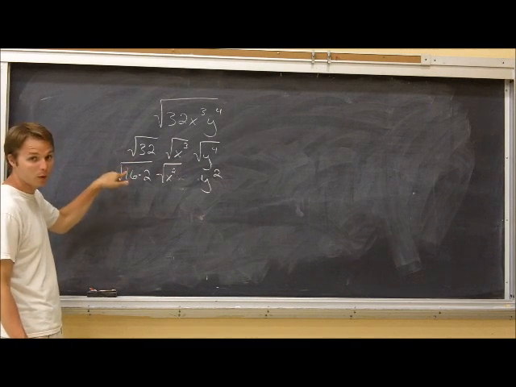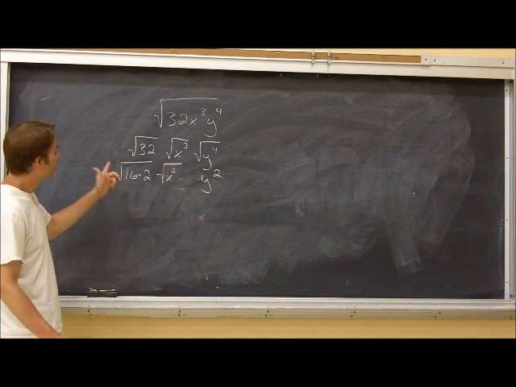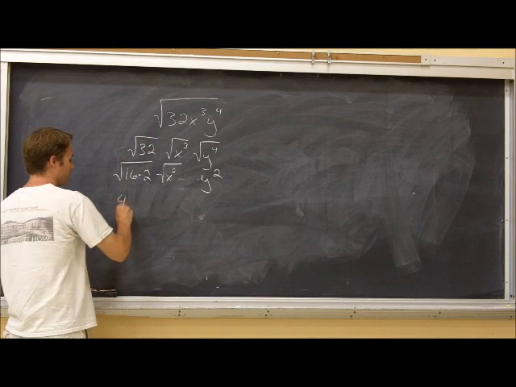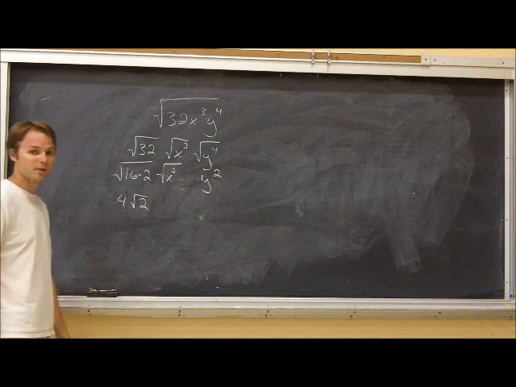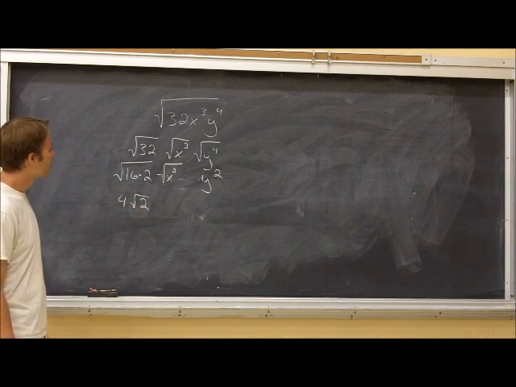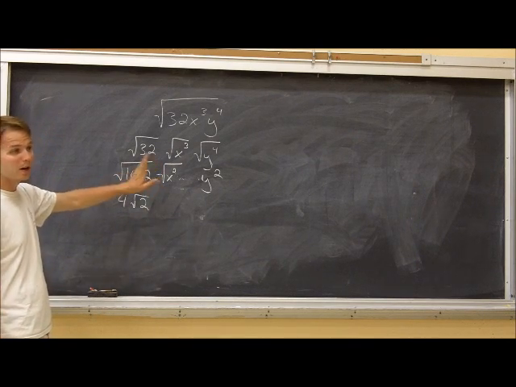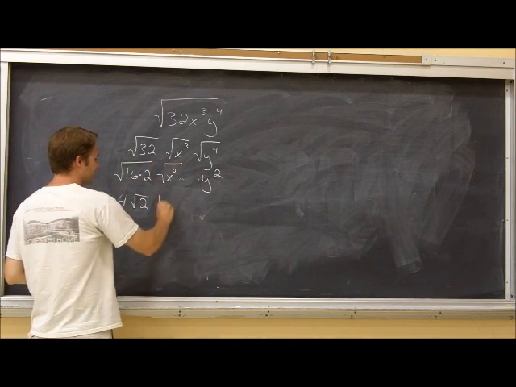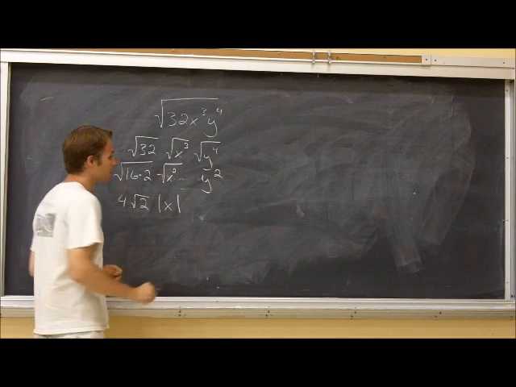But here, again, I can split the radical. This would really just be the square root of 16 times the square root of 2. So the square root of 16 is 4, and then I have the square root of 2 left over. The square root of x squared, now be careful here, we actually write this as the absolute value of x.